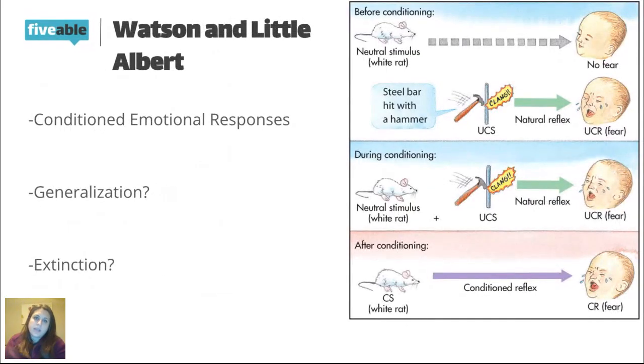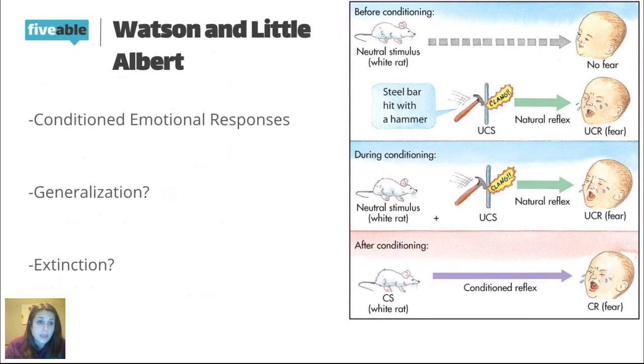And specifically, I think the Little Albert experiment gives us a good look at particularly classical conditioning. It's got all of the phases. So we start with something called a neutral stimulus, which is a white rat.